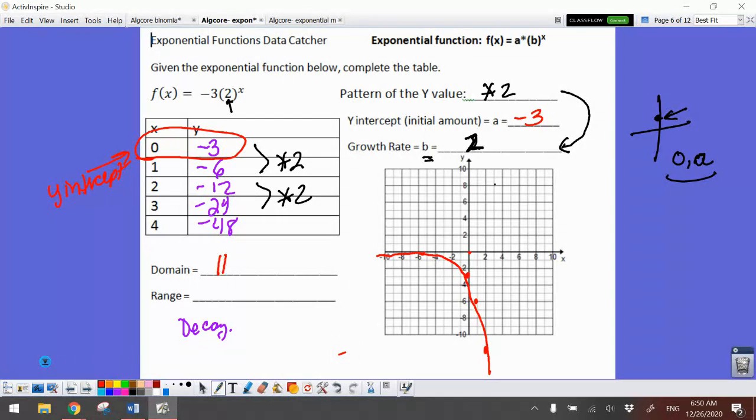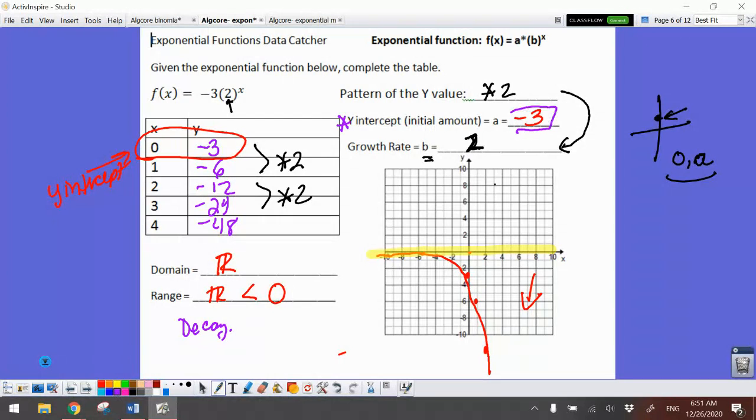Now, domain, we already know that. It's all real numbers. And my range, I'm starting at 0. Remember, when you think about where that tail is, were the real numbers less than 0 because this is going down.